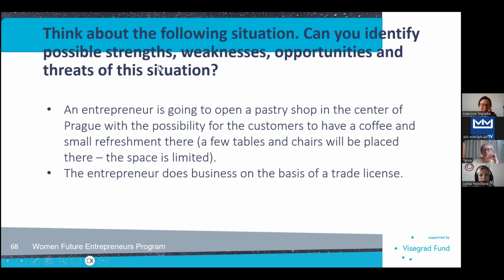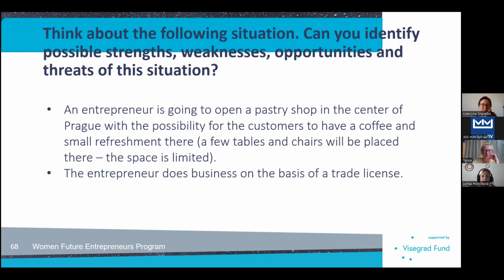Yeah, so there is one situation that is outlined, and we will finish with this task. You can think about this situation and the potential SWOT analysis connected with it. You can imagine that you are an entrepreneur who is going to open a pastry shop or a cafe in the center of Prague, with the possibility for customers to have coffee there, to buy some fresh pastry, and also small refreshment. There are also a few tables and chairs in the space. Can you imagine any strengths, weaknesses, opportunities, and threats that could be connected with this situation?